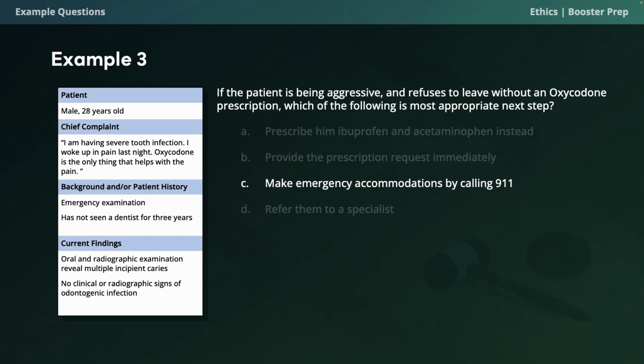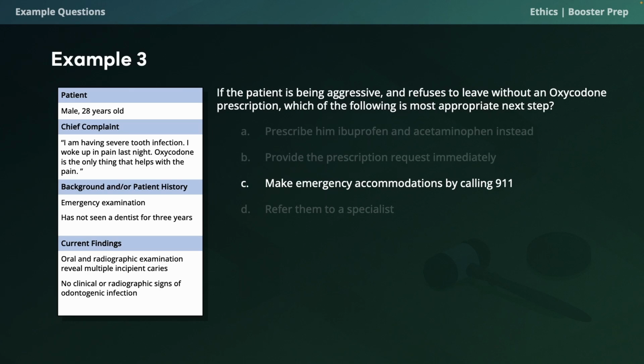Let's go through the other answer choices. A. Prescribe him ibuprofen and acetaminophen instead. Just like I said it was unethical to prescribe oxycodone, a controlled substance, when we don't see any signs of infection, it's still unethical to prescribe ibuprofen and acetaminophen even though they're not controlled substances. Without proper treatment that we need to provide for this, it's unethical to prescribe these. You cannot prescribe anything without being certain of exactly what is going on.